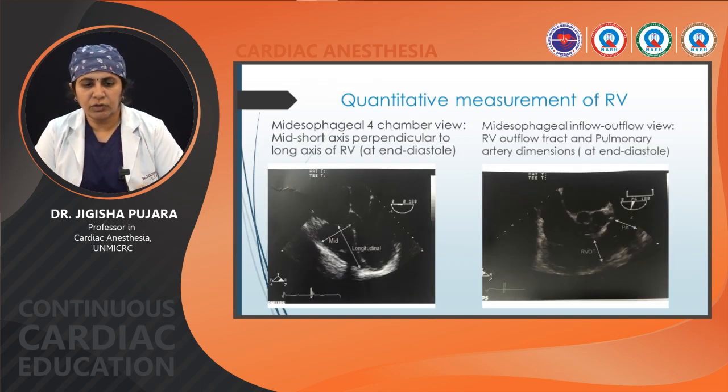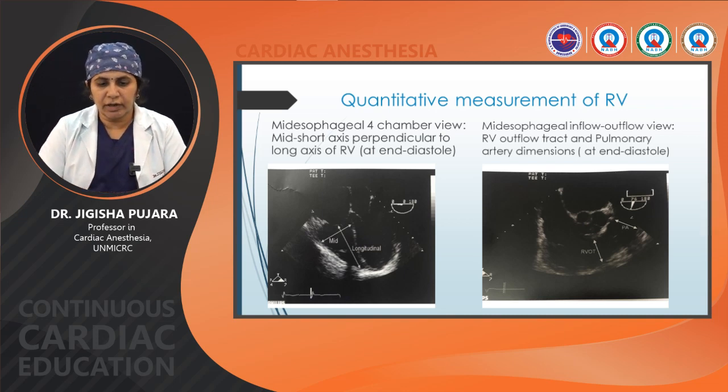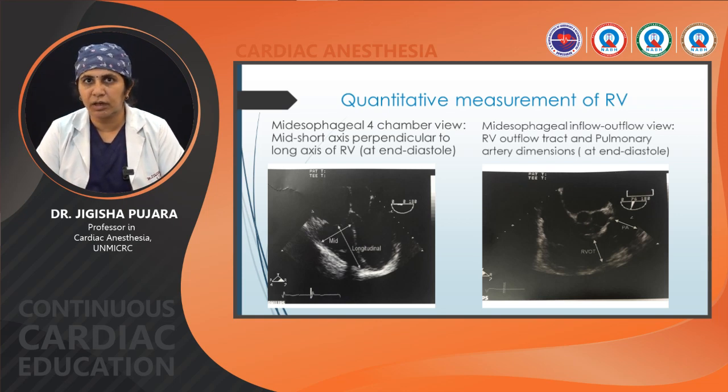Quantitative measurement of the RV, mid-esophageal four-chamber view. On the left side you can see the mid-esophageal four-chamber view, with the mid short axis perpendicular to the long axis of the RV at end diastole. Here you can see the mid-basal short axis and long axis. We can take the diameters. And on the image on the right side, the mid-esophageal inflow-outflow view, the RV outflow tract and the pulmonary artery dimensions at end diastole. Here you can measure the RVOT and here you can measure the pulmonary artery.